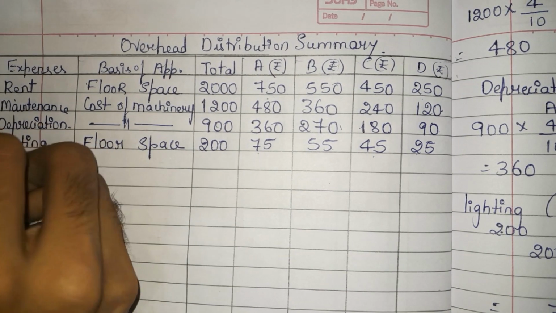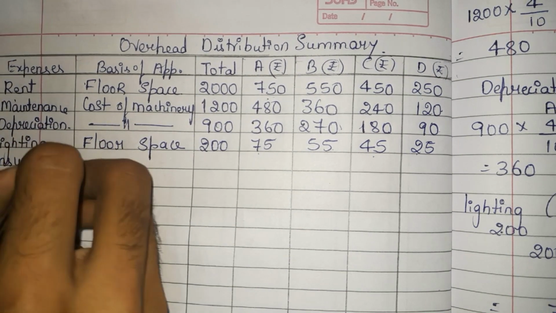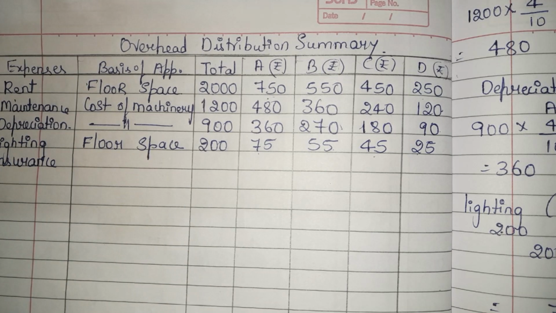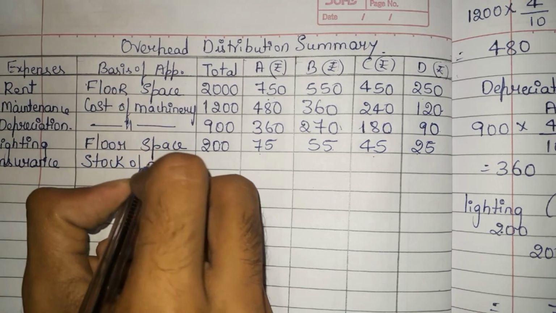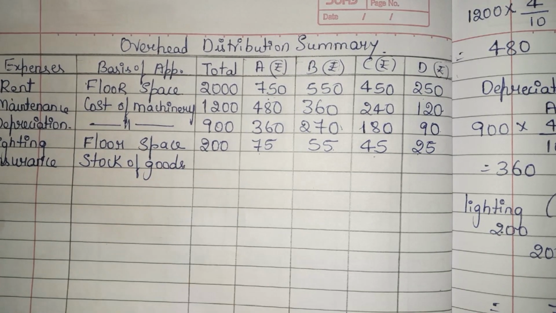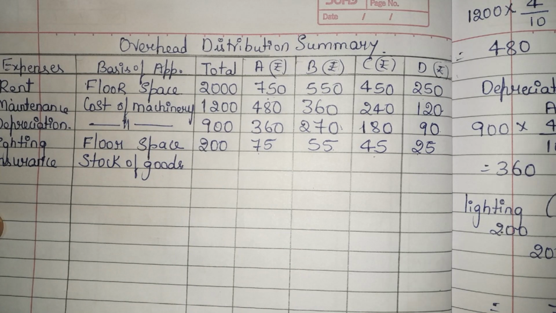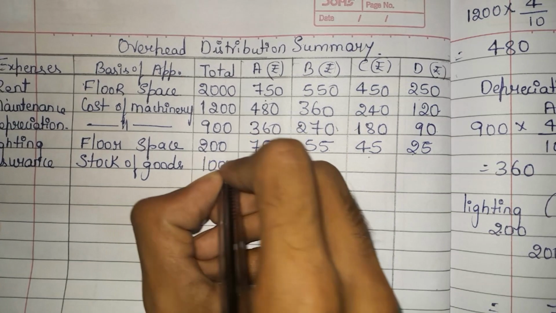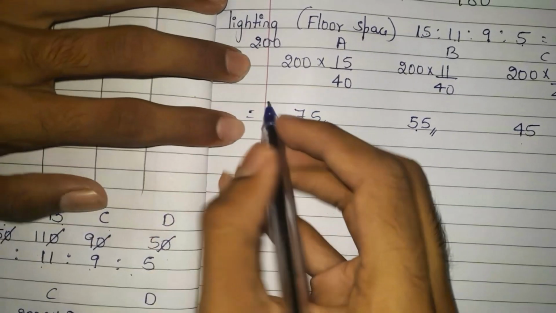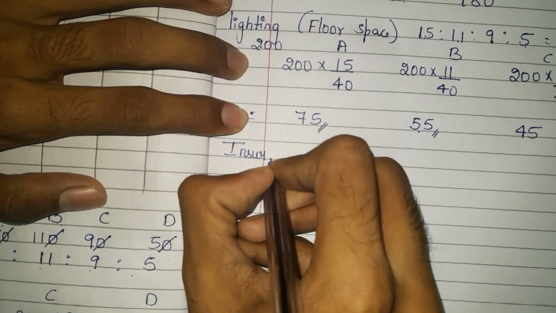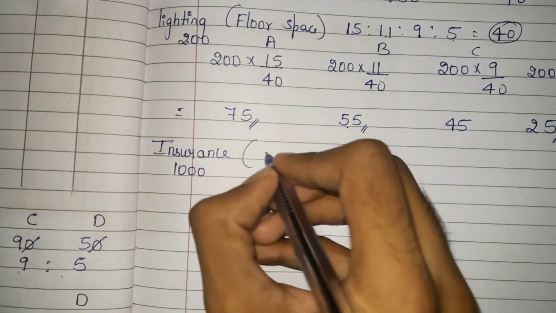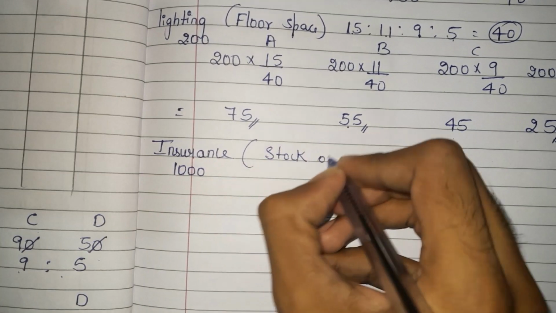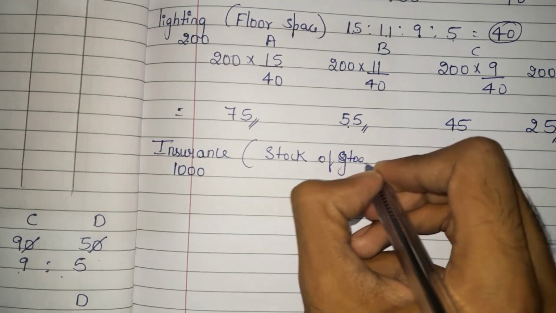Next is insurance. We would have kept insurance for stock. So the apportionment we will make on the basis of stock of goods. What is the total value of insurance they have given in the question? The total value of insurance is 1000 rupees. Now let us try to divide it. The insurance will be apportioned on the basis of stock of goods.